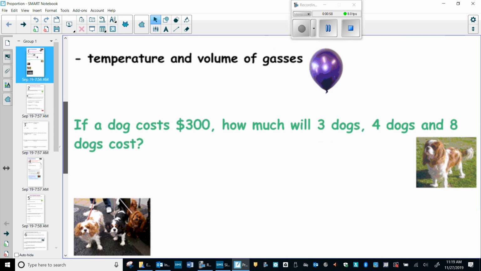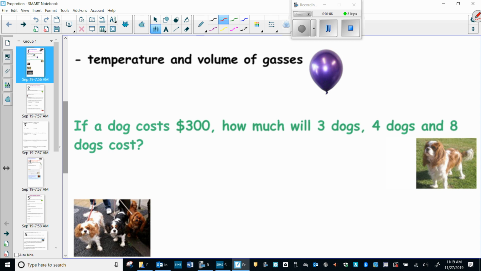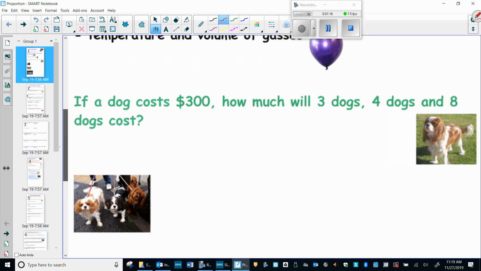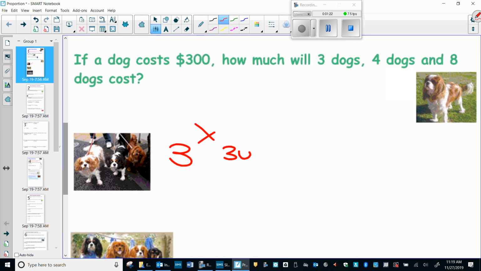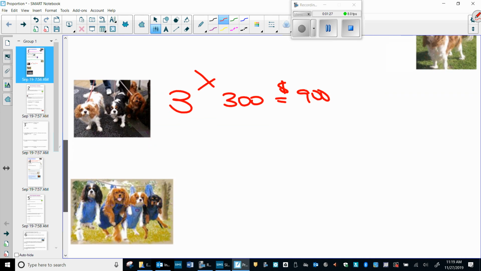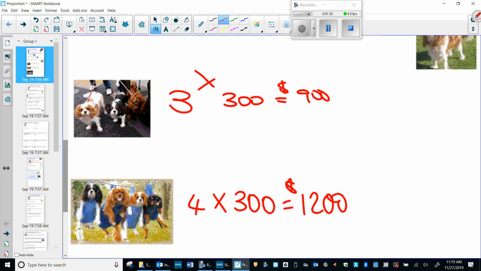Okay? If a dog costs $300, 3 dogs are going to cost what? $900. I like the participation. So 3 lots of 300 would be $900. 4 dogs would be 4 times 300, which is $1,200. Good mental maths.